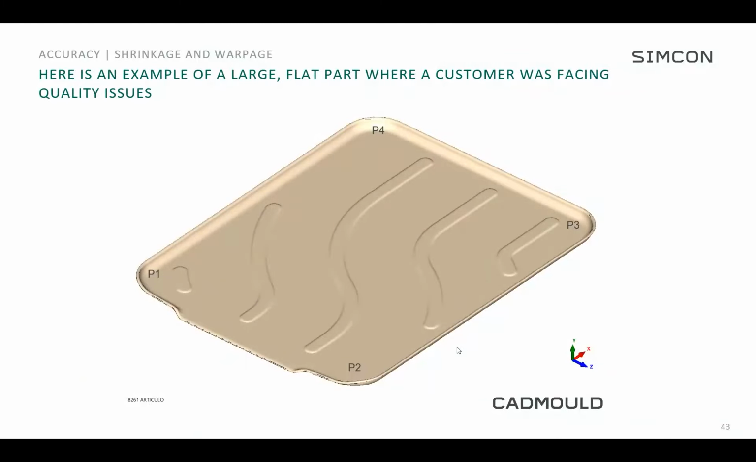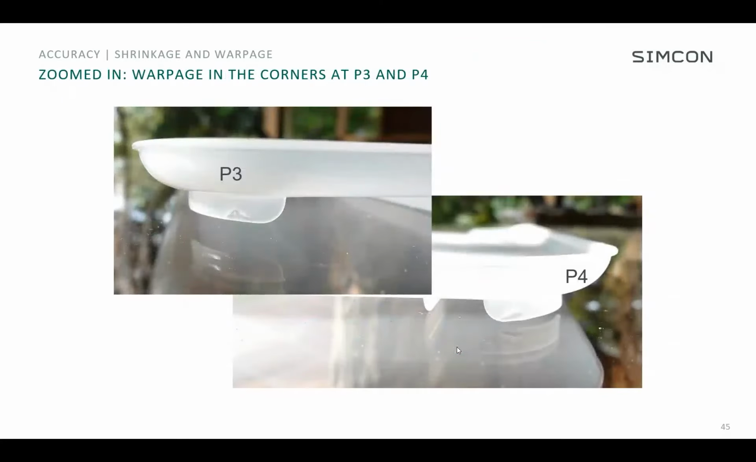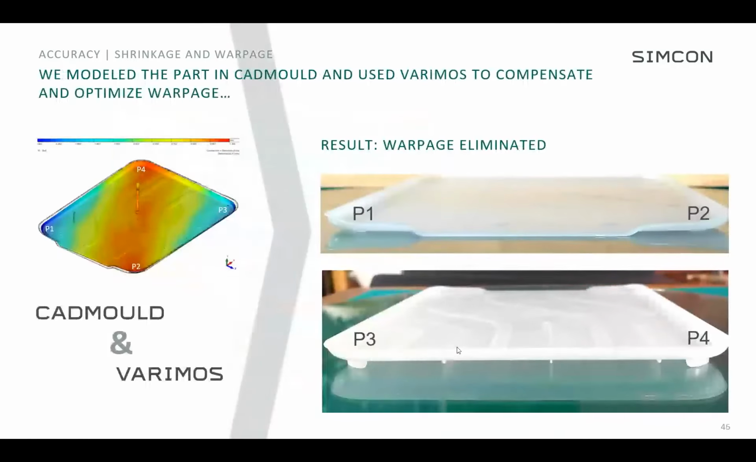Here's another example of a flat plate where a customer was facing quality issues. The quality issues were the measured points around the edge. The warpage after injection molding was massive, up to 4.95 millimeters at certain points. Even with rib sections, it was still coming out with this massive amount of warping. We can see some close-ups here of the massive warping. Now, after the simulation with Varimos to compensate for the warping, we can see that it's greatly reduced, well within tolerance of the part here.